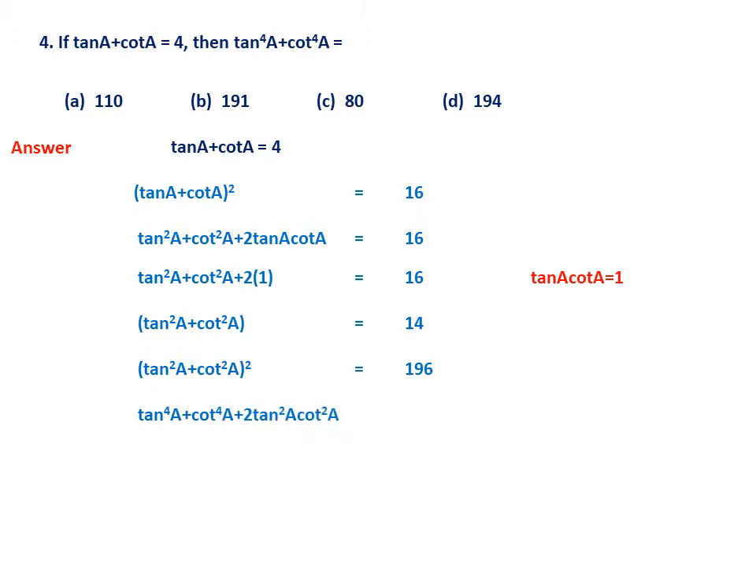So it is tan 4a plus cot 4a plus 2 tan square a cot square a, equal to 196. Once again, tan square a cot square a is 1. Therefore tan 4a plus cot 4a plus 2 into 1 equals 196. Definitely 2 should be taken to the right hand side. So tan 4a plus cot 4a will be equal to 194. So I think D is the option. So this is the fourth question. All these questions will help you to revise the formula.